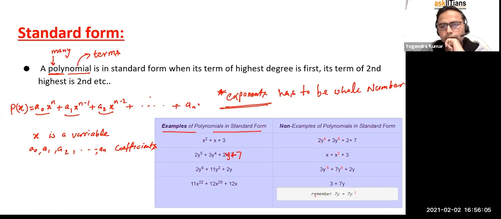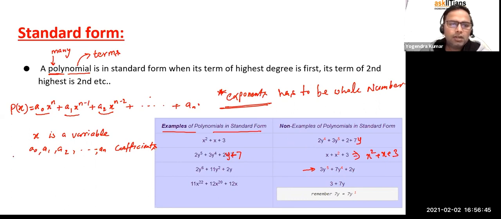You can remember this also: 7y means 7 y power 1. You have to remember that. Like this, we can write the standard form. The standard form will be x square plus x plus 3, maintaining decreasing order. We can bring this also into standard form. I think it should be y here, because if only 7 is there, then we can add it, so what is the need to write it separately? By the way, this is standard form and there is nothing wrong with it. It was put up here by mistake, but I hope you can make the difference.